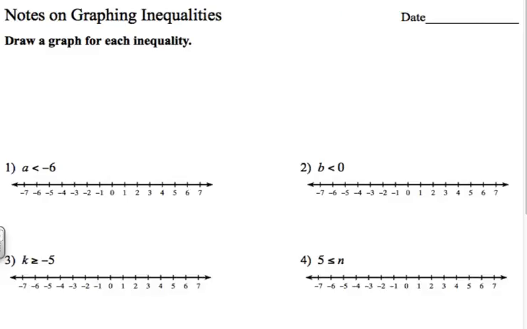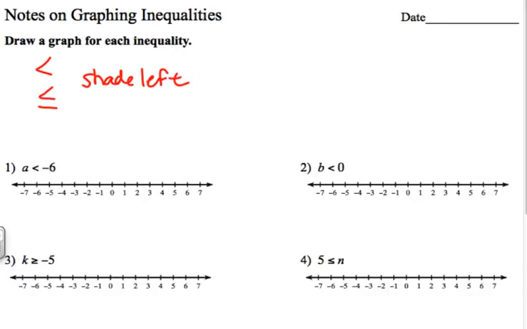Alright, so time for a video on graphing inequalities, and these are going to be linear inequalities, so one variable. So quick refresher, you have a couple things. First off, you have less than and less than or equal to signs, and those are going to mean you're going to shade to the left.